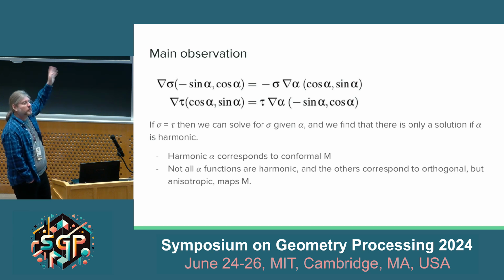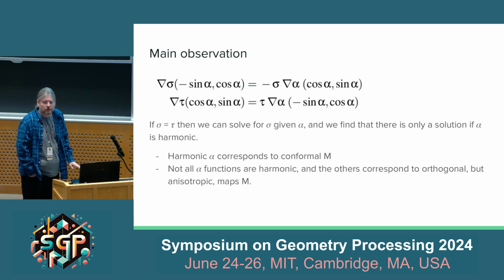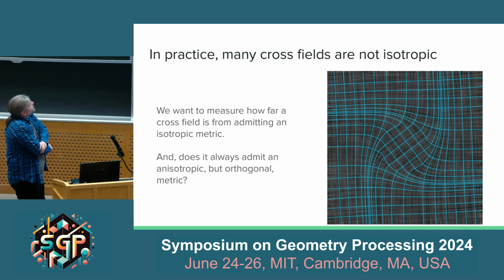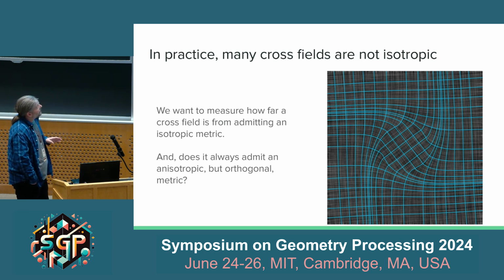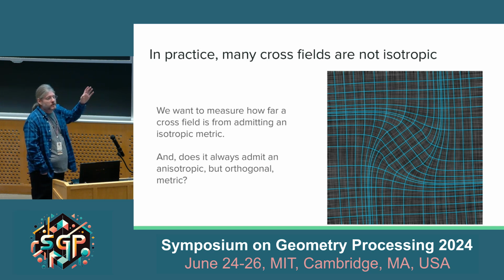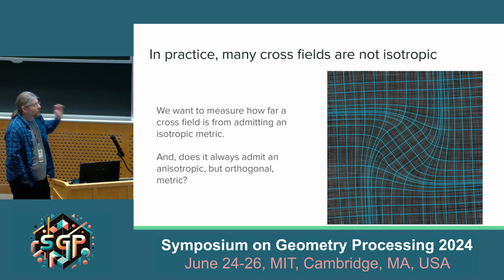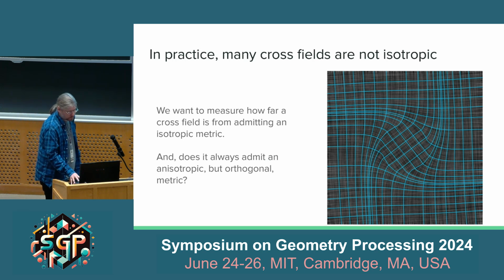So we're hoping that just by looking at the inverse Jacobian, we have a slightly easier way to understand the math we're looking at. In practice, a lot of the cross fields we come across are not isotropic. So for any given cross field, we'd like to measure how far it is from an isotropic metric. And in particular, the question we want to ask is: is there always some orthogonal anisotropic continuous metric that you can find for any given cross field?